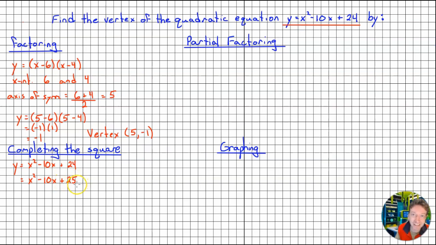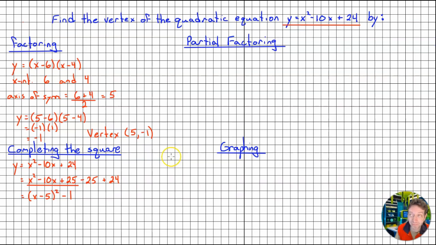We can't just add a number, so we're going to subtract the same number so that we don't actually change anything. Then we still have this positive 24 on the end. We can't forget about that. Now, those first 3 terms are a perfect square. This is why it's called completing the square. So we can write that as x minus 5 squared. And then here we have negative 25 plus 24, which is minus 1.